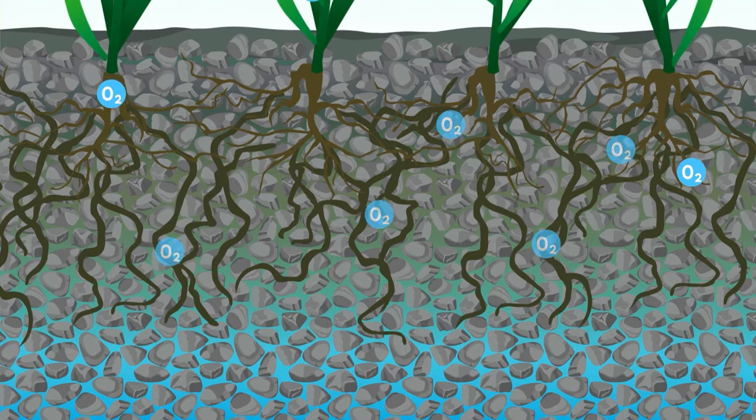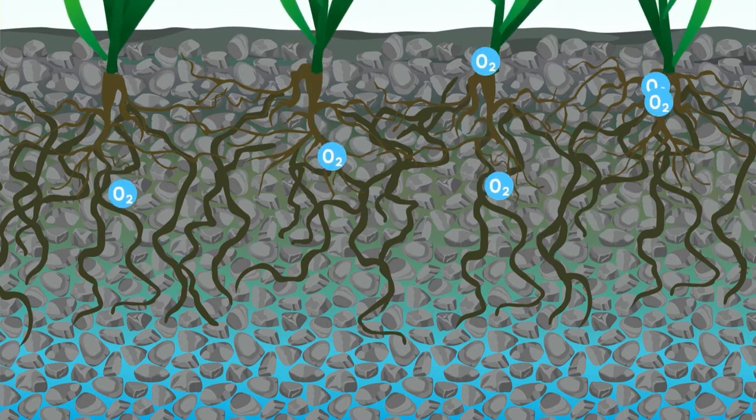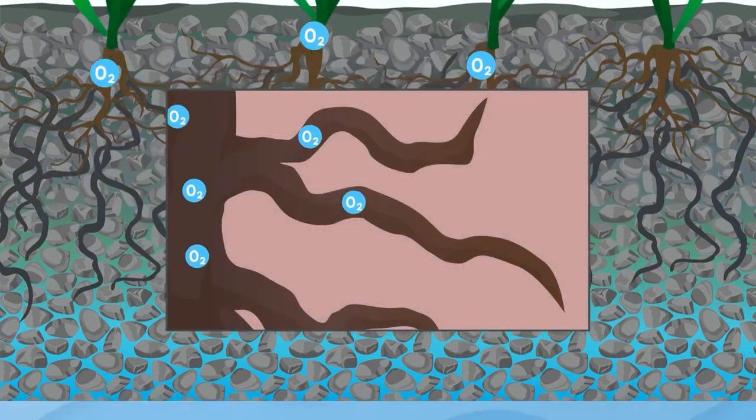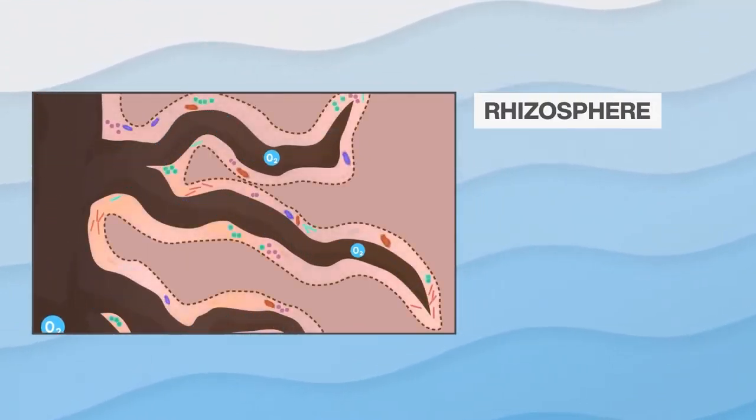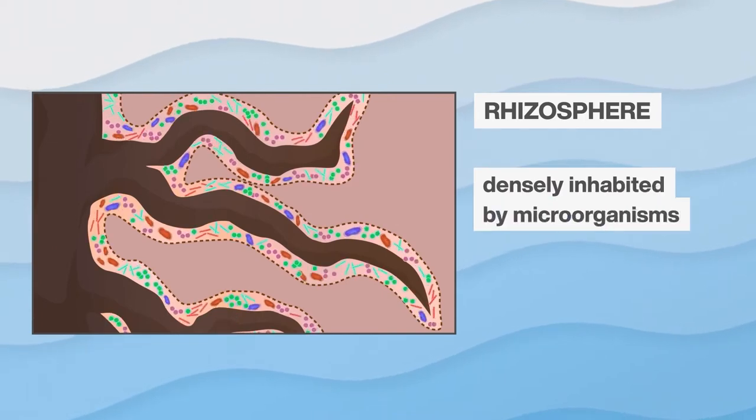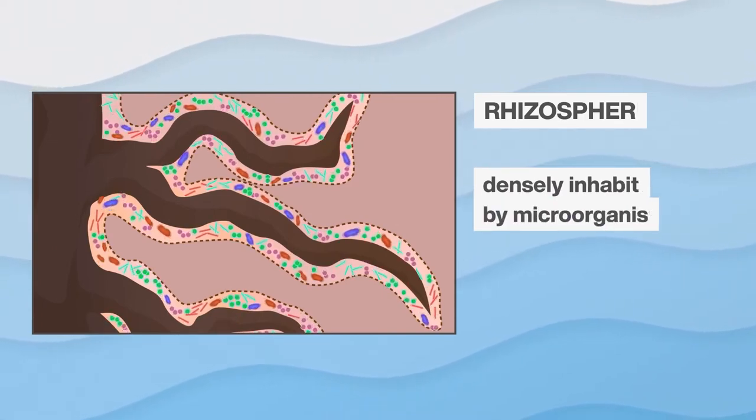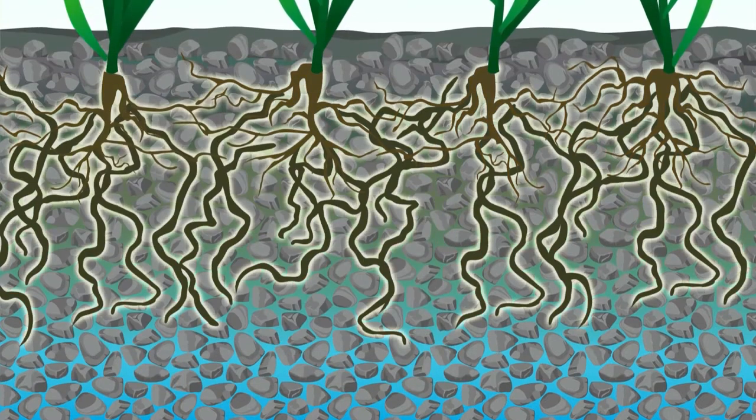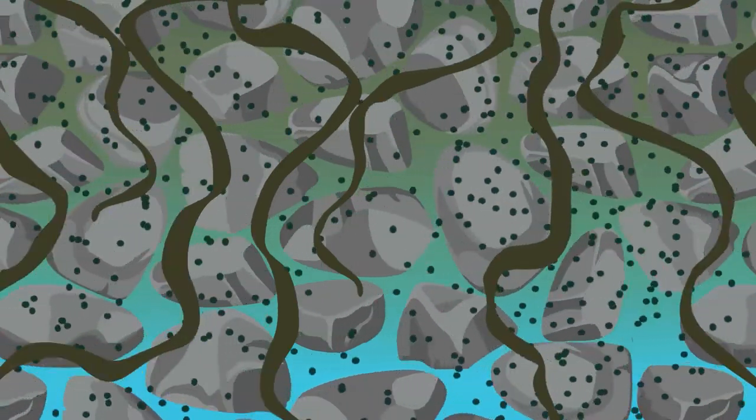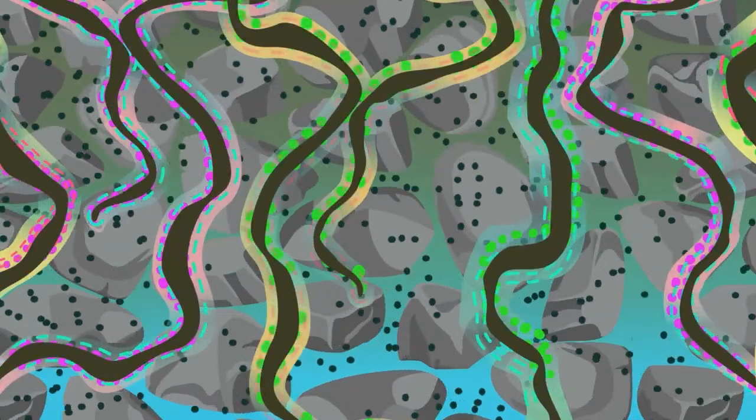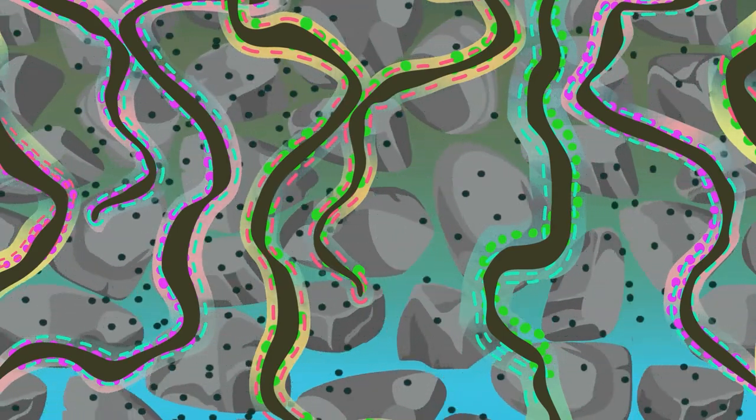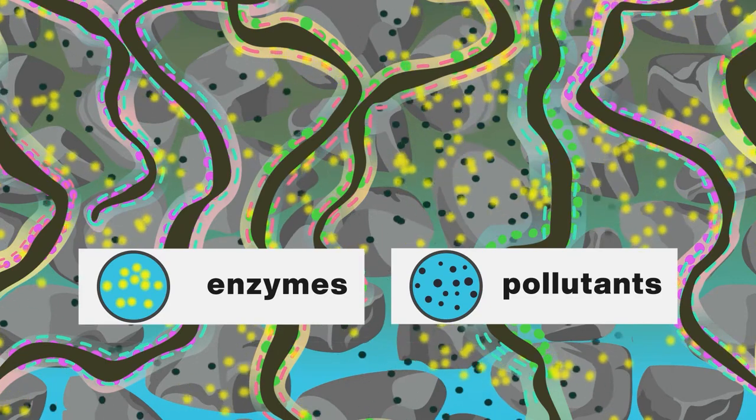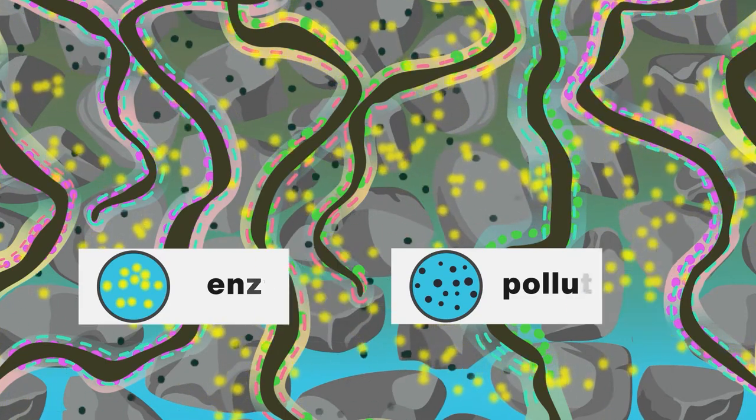Plants supply oxygen to the wetland water through the pores of the stems and roots. Besides, each plant root develops a specific rhizosphere densely inhabited by microorganisms, both aerobic and anaerobic. Treatment processes are more intense within this zone. So far, so good. But is it only oxygen which microorganisms obtain from plants? Certainly not. Plants also release enzymes which accelerate the process of organic matter decomposition. Very good.